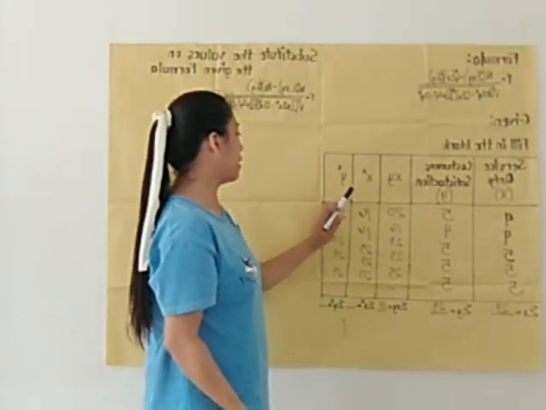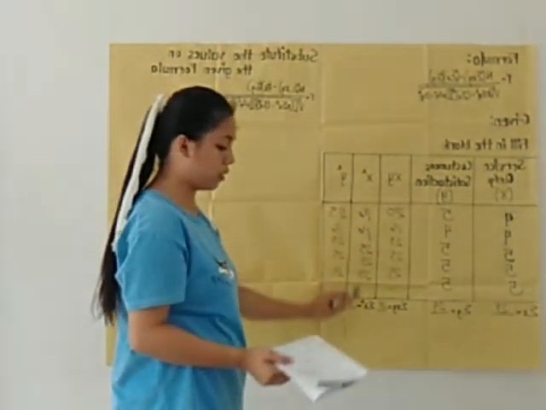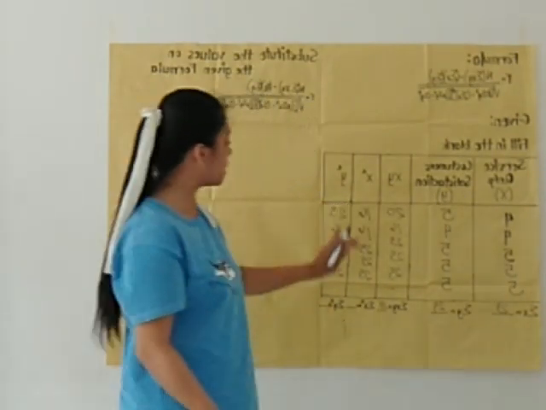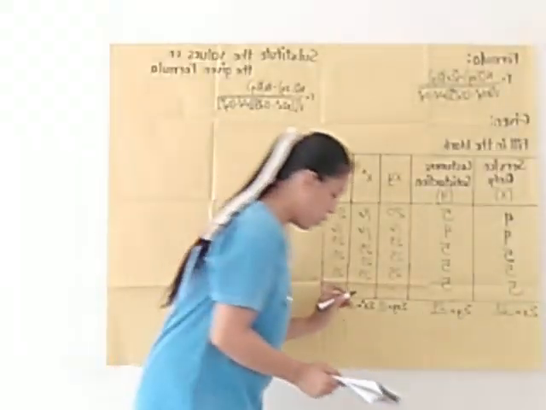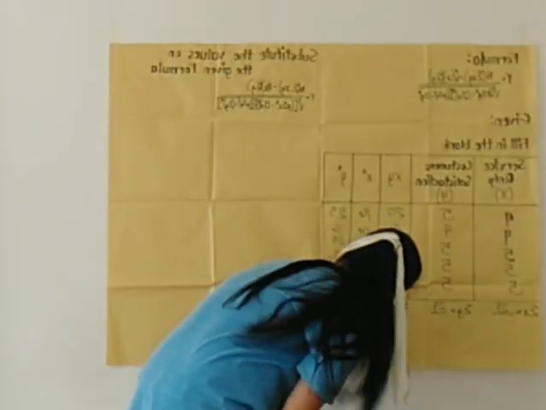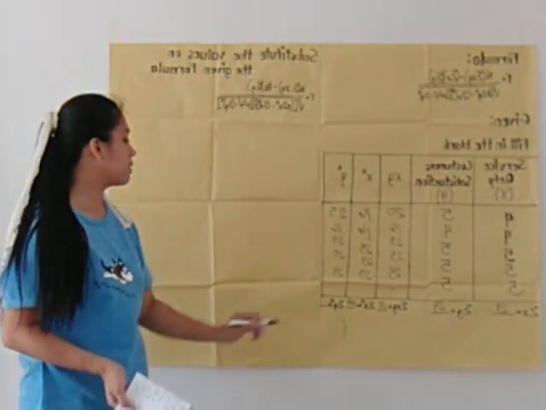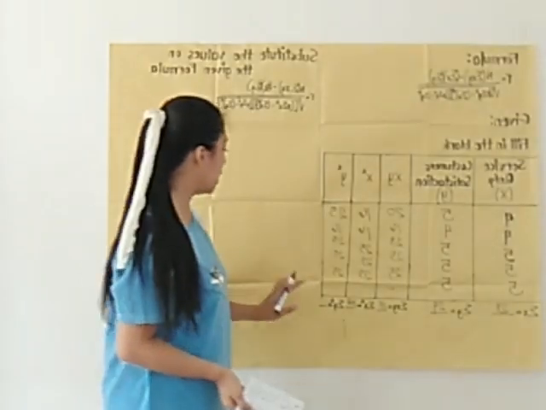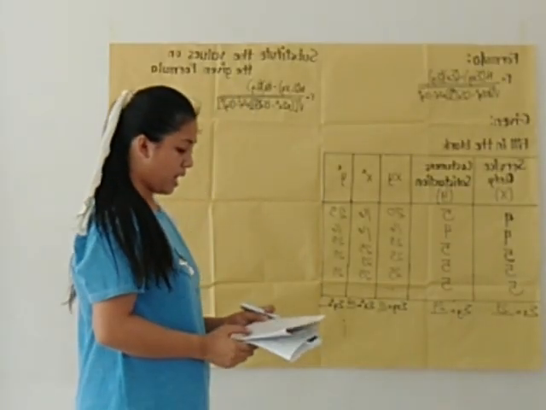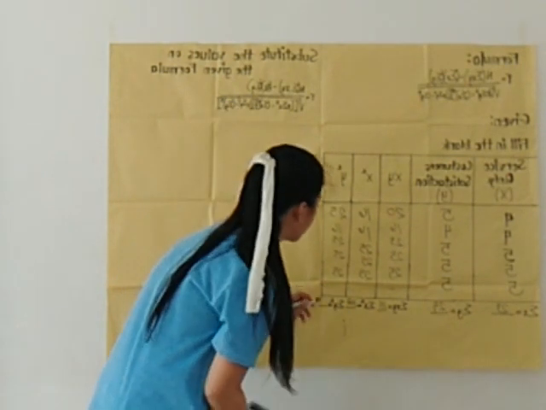Same in x squared. To get the summation of x squared, we need to add all of this. So the answer is 16 plus 16 plus 25 plus 25 plus 25, which is 107. Okay, so same here, 25 plus 16 plus 25 plus 25 plus 25 is 116.